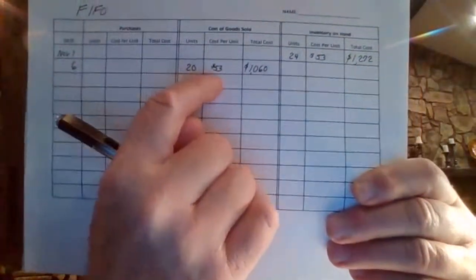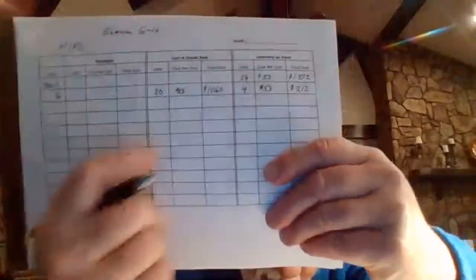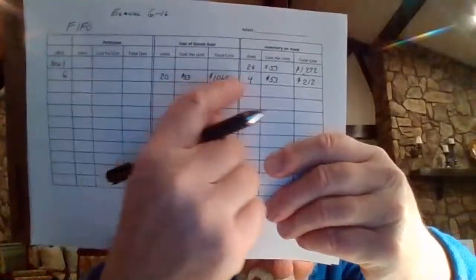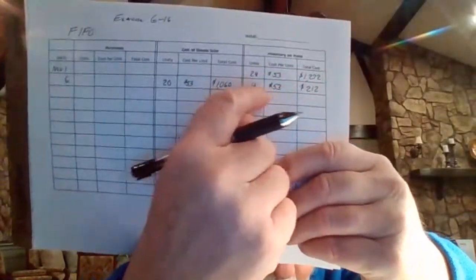Okay. Then all we have to do is update our inventory on hand. If we had 24 and we sold 20, we have 4 left, and there's only one price right now, $53, and that would be a total of $212. All we're doing is taking this amount out of that top line to get the second line. All right. November 8th, we bought 30 units, and they were $70 apiece. That would be $2,100.